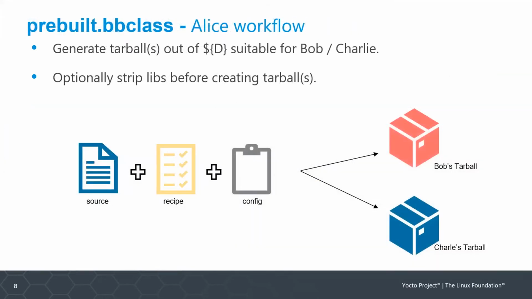Now, here is the proposed workflow at LSS site. That is like the place where we have sources. So the class reads the sources, the class reads the recipe, the class reads a configuration file, and produces a tarball which is suitable for one for Bob and one for Charlie. And optionally, the class can also strip the libraries so that, let's say, if I have to distribute debug information for a particular user to debug his applications, that is possible.